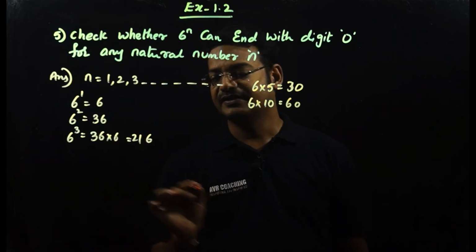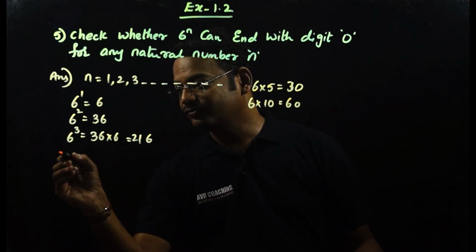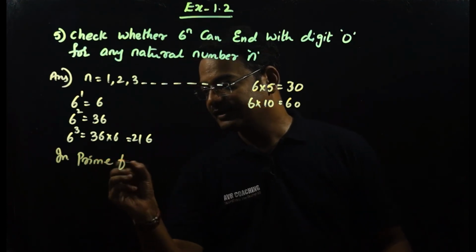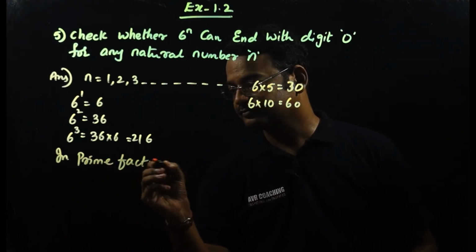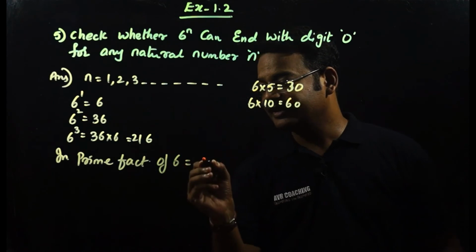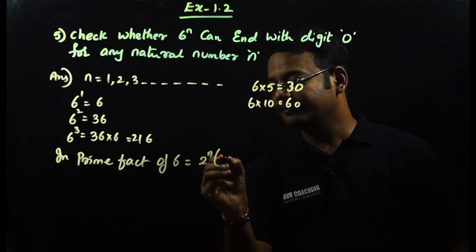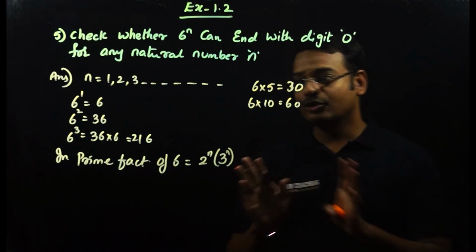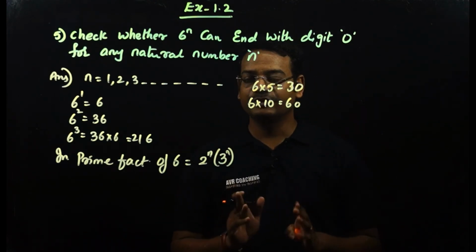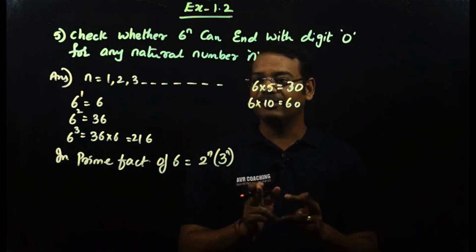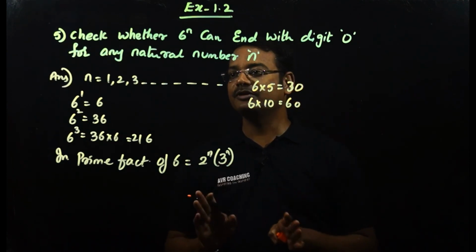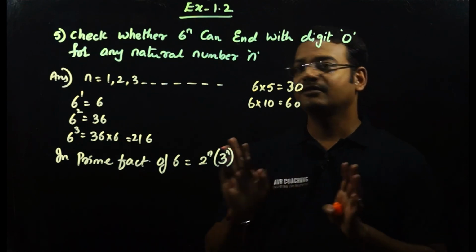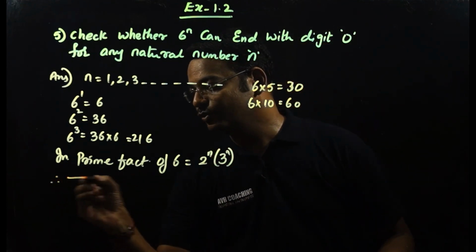only with 6. And in prime factorization, 6 can be written as 2 to the power of n into 3 to the power of n, where 5 is not present. We will get the last digit as 0 only when 6 is multiplied by 5. So there will be no value of n where 6 to the power of n ends with a 0.